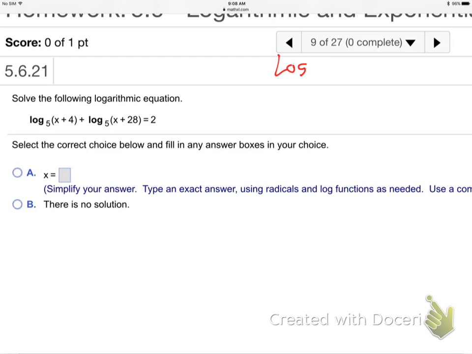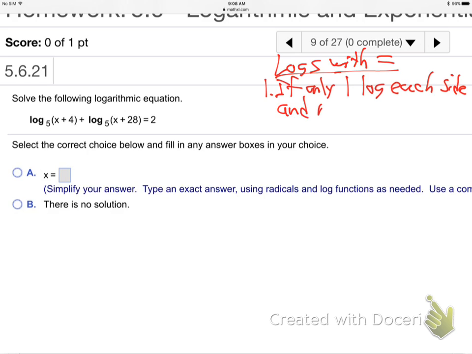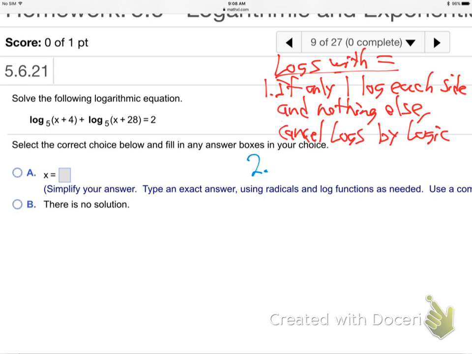The steps for logs while you're solving logs with an equal sign. Step 1, if you only have one log on each side and nothing else, cancel the logs. Cancel the logs by logic. By that I mean you're not dividing or anything. You're just canceling them out because logically they can cancel.